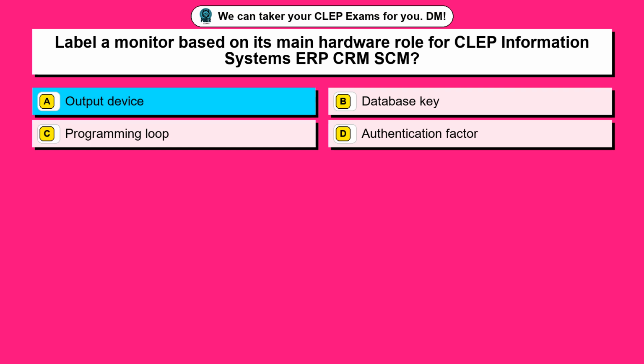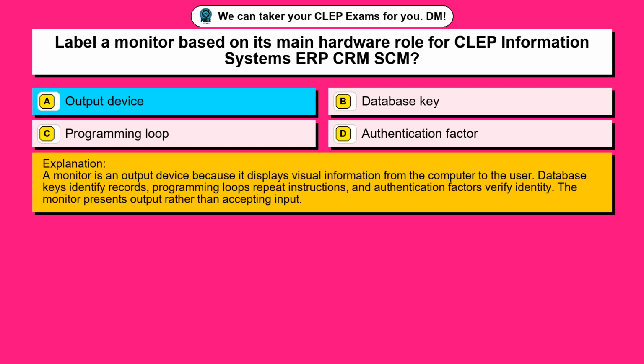Output device. A monitor is an output device because it displays visual information from the computer to the user. Database keys identify records, programming loops repeat instructions, and authentication factors verify identity. The monitor presents output rather than accepting input.